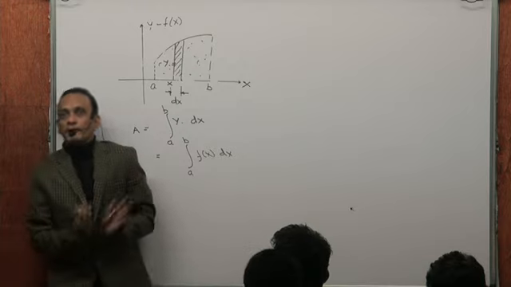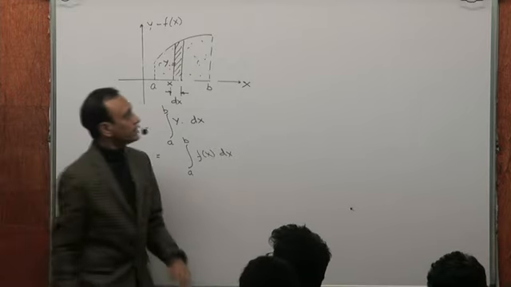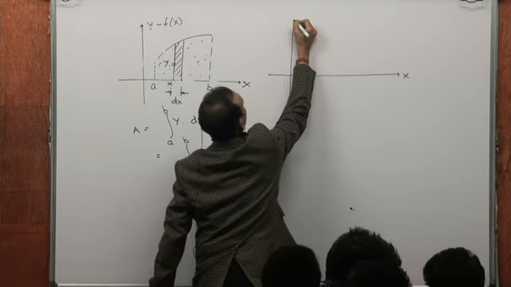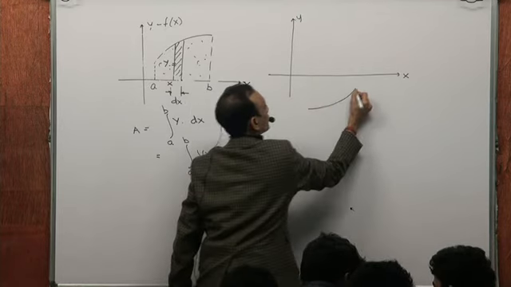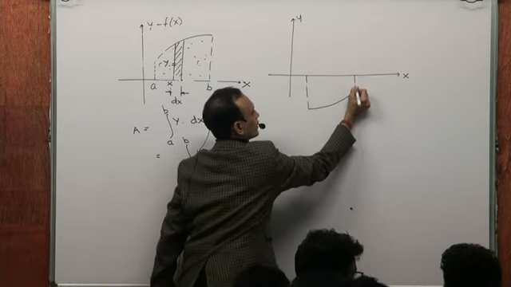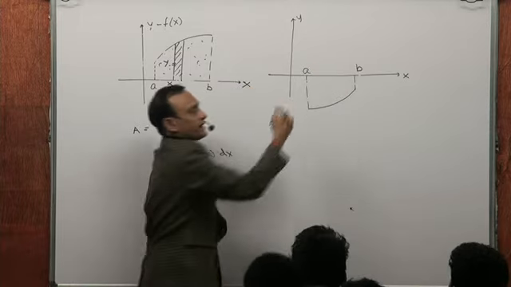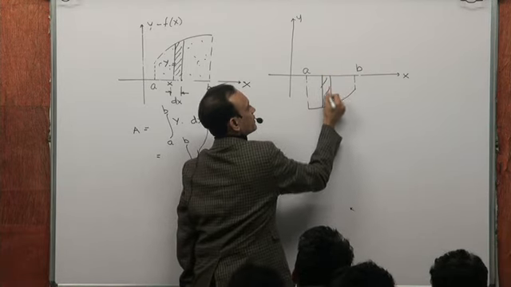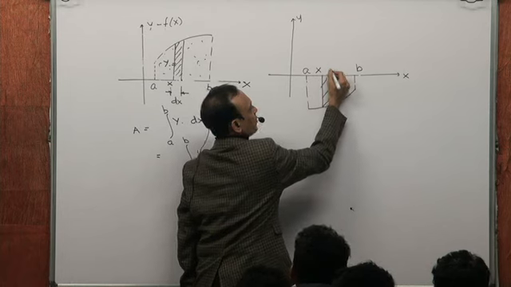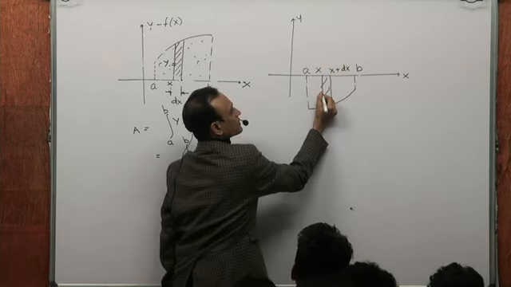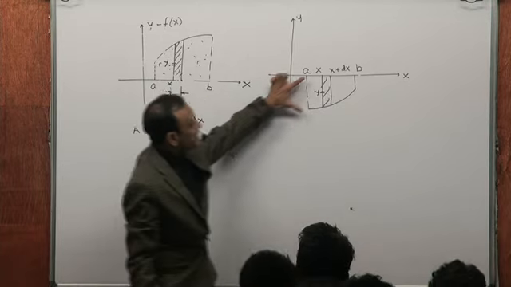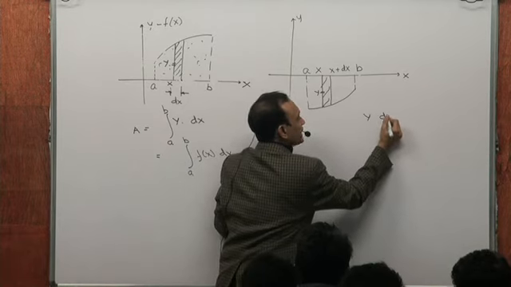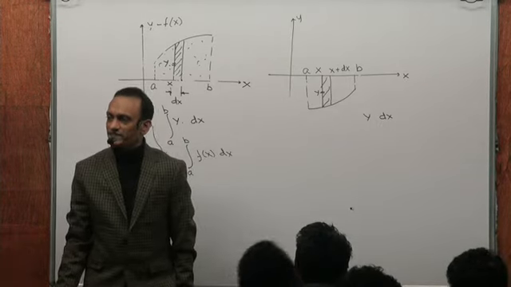Sometimes the area could be entirely below the x-axis, right? We could have had a situation like this. Between x equal to a to x equal to b, this is the area, and our strips are these. At a given x, I select a strip of width or thickness dx. This is my y. Now realize y at this x is negative, so the area of the strip, y dx, is going to be a negative number.